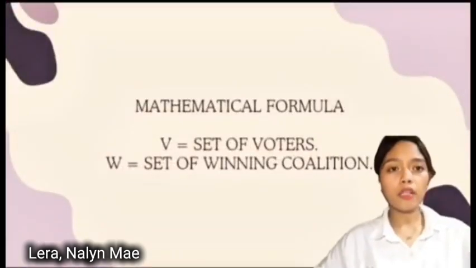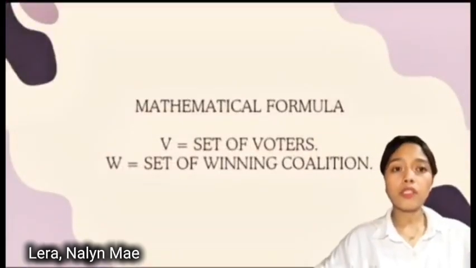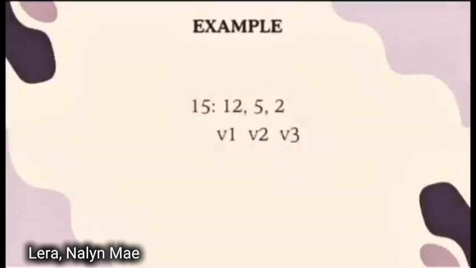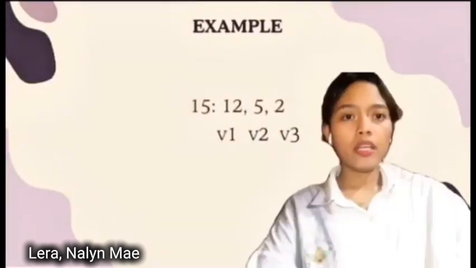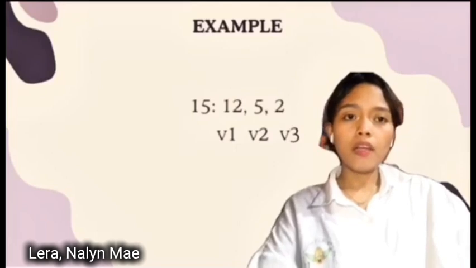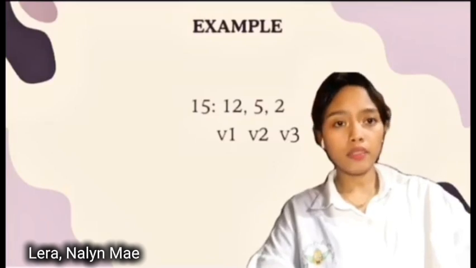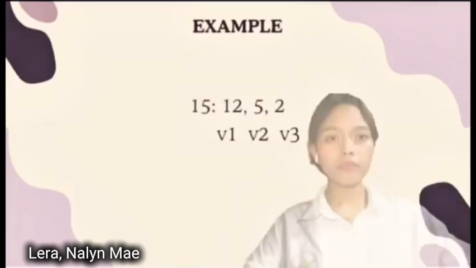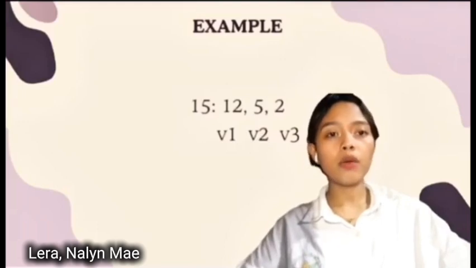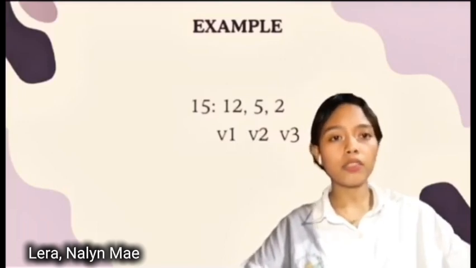Mathematical formula: V equals the set of voters, W equals the set of winning coalitions. Here, I'm going to show you an example. For example, the weights are 12, 5, and 2. There are V1, V2, and V3. Write them one by one to determine the possible winning coalitions and critical voters.